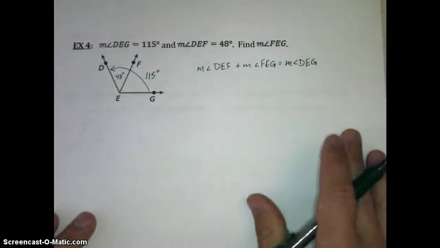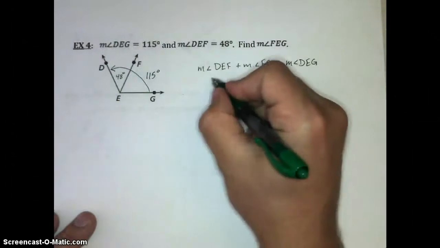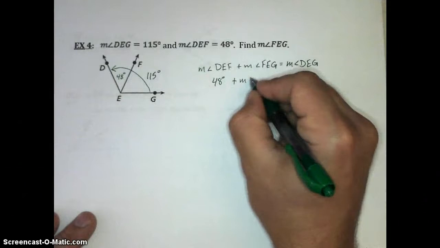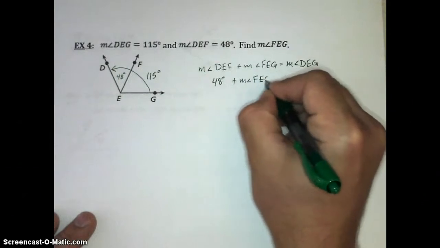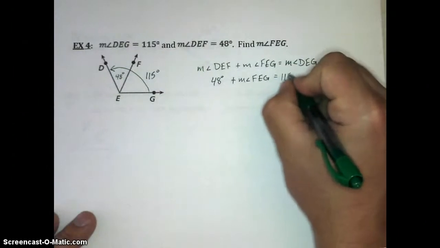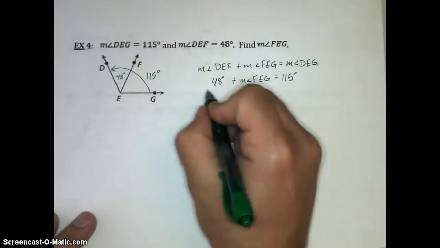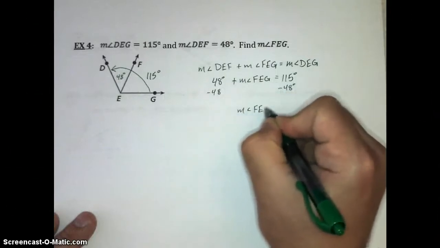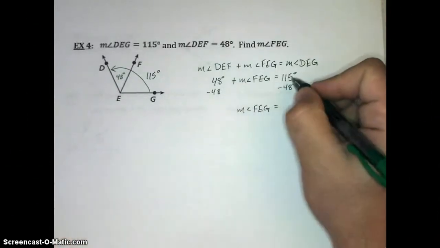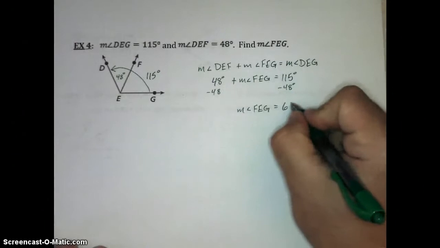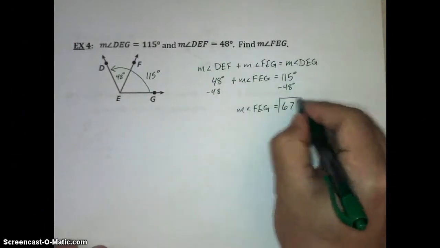And then it's simply plugging in the things we know. DEF measures 48 degrees. FEG is our unknown, so I'm going to leave it as the measure of angle FEG. And we know the total angle measure is 115 degrees. And then it's simply subtracting 48 from both sides. So the measure of angle FEG is the difference of 115 and 48, which is 67 degrees. Don't forget the degree symbol, that's your unit of measure.